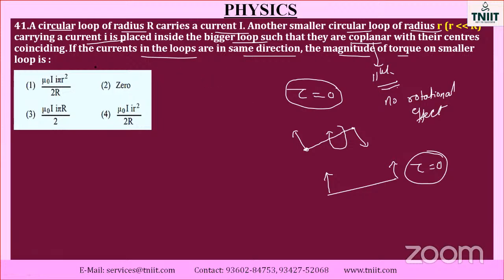Since the loops are coplanar, they are parallel to each other. If they are parallel to each other, then the torque is going to be 0.